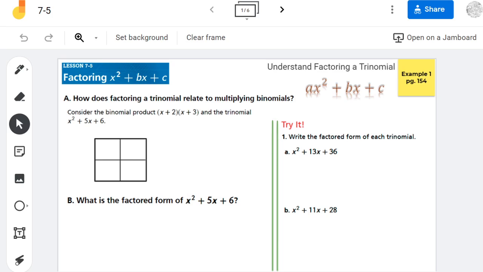In today's video, I'm covering example 1 from section 7-5 in the SavvasRealize Algebra 1 textbook. The goal of today's video is to understand factoring a trinomial.